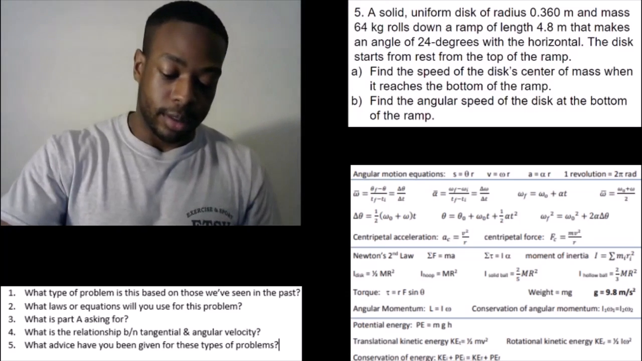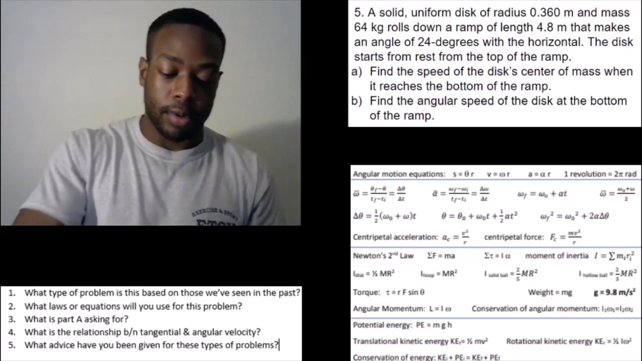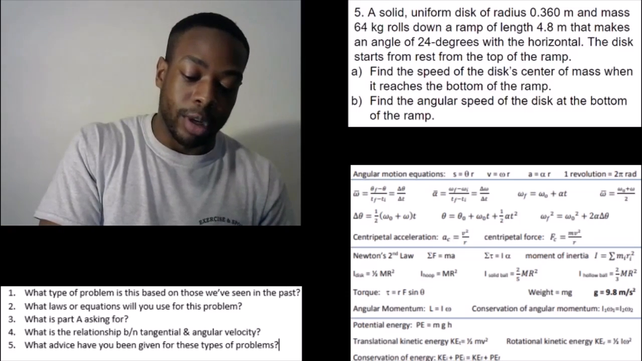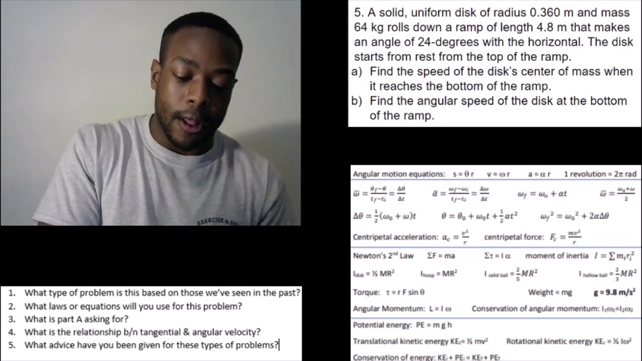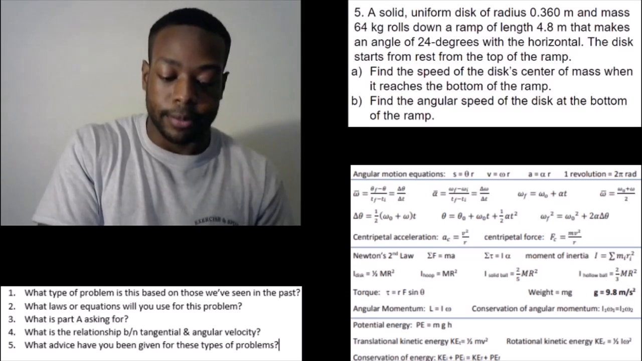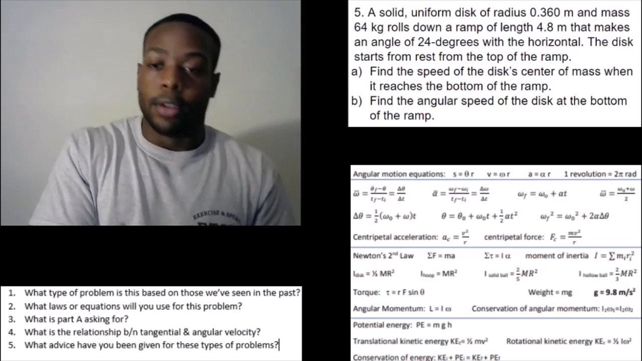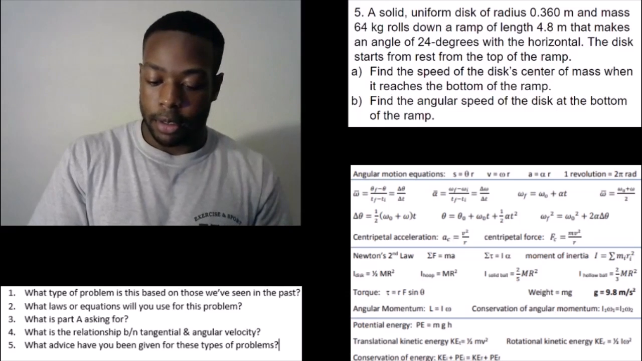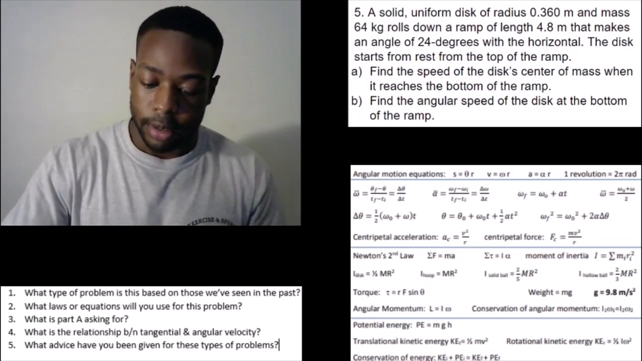So let's draw this. We've got a ramp, we've got a disc, which would be another hint to what we're going to be doing. Disc, let's just say. Let's fill it in. Along the ramp of the disc, we've got a length of 4.8 meters. Let's draw that.